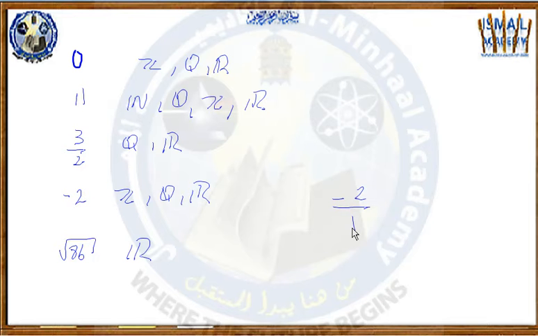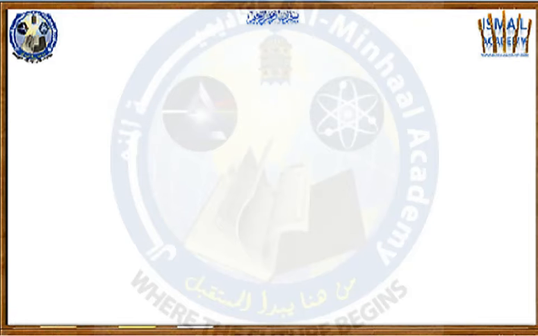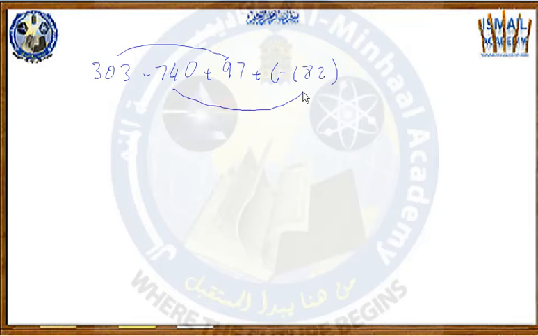Alright. Now they ask me to evaluate this expression. We have 303 minus 740 plus 97, plus minus 182. So what do we have here? The best way to do this is to add the positives together and the negatives together first, which makes it easier. When you add the positive with the positive, you got 400.